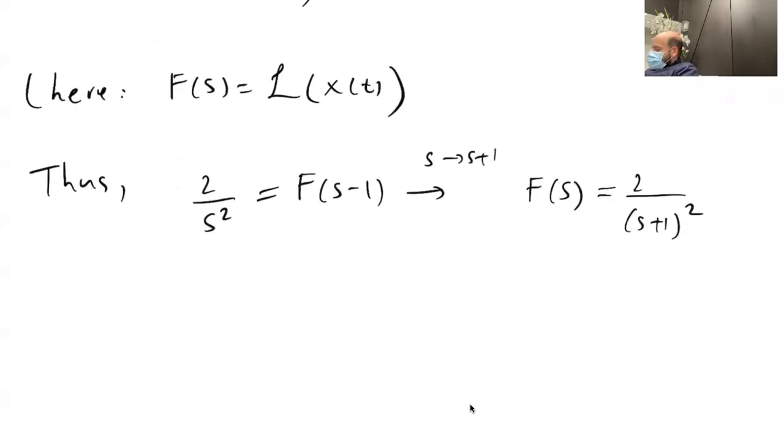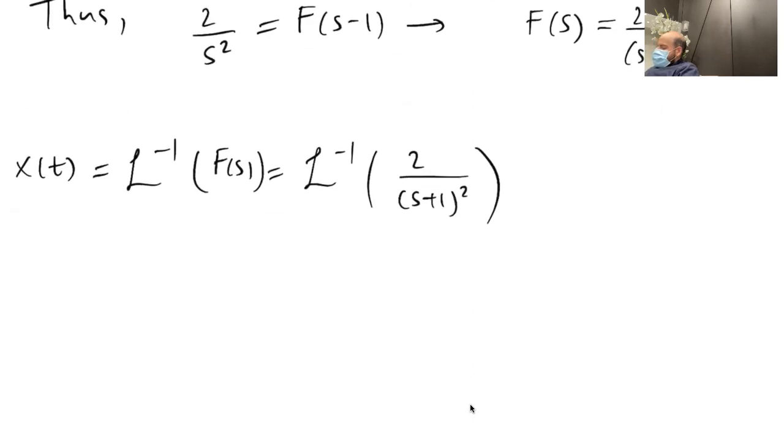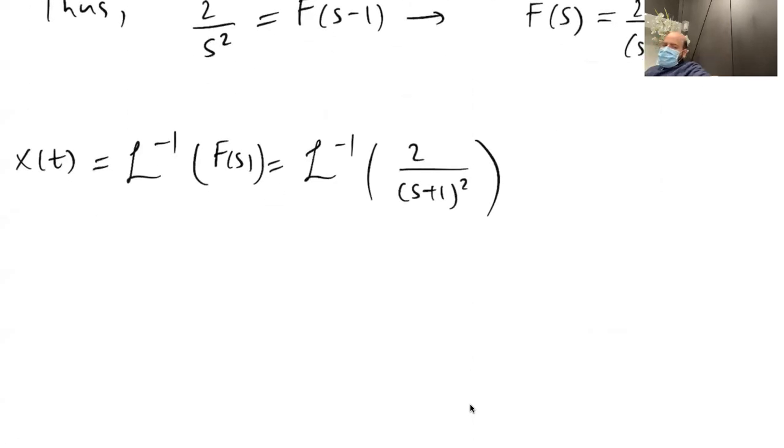Now I want to find x of t. x of t will be the inverse Laplace transform of capital F of s, which is going to be the inverse Laplace transform of 2 over (s plus 1) the whole square. Now, if I had 2 over s squared here, well, I know that the inverse Laplace transform of 1 over s squared is t from the table. The table tells me that t is the inverse Laplace transform of 1 over s squared.